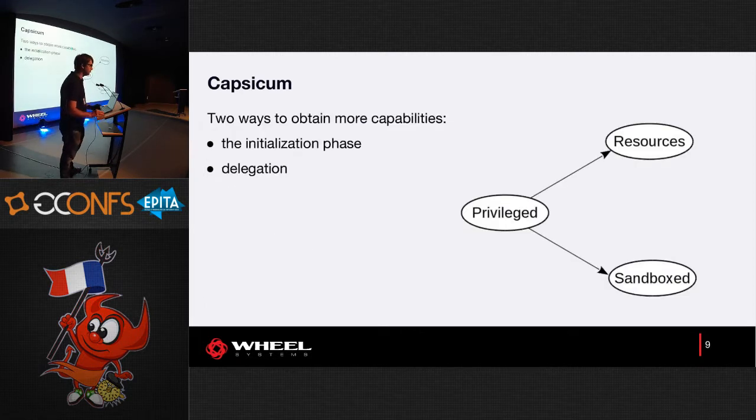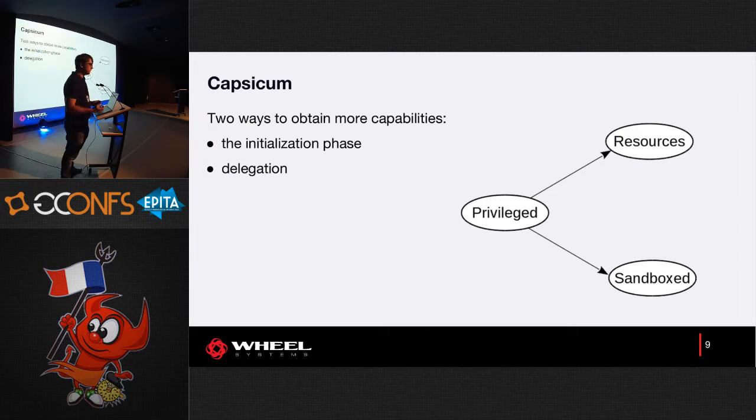So we can get capabilities in two ways in Capsicum. One is by getting access to some directories or some descriptors before entering capability mode. So before, for example, in the main phase, we open some directories, we open some socket connections, and we enter the capability mode. In that way, we have access only to those capabilities which we asked for before entering the capability mode.